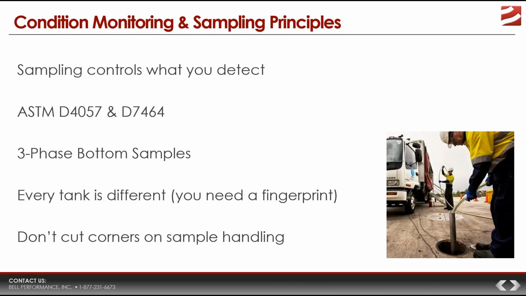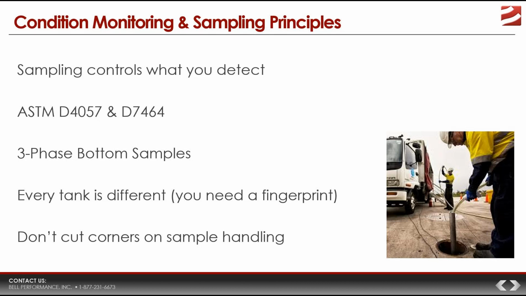The problem, though, is that 4057 does not cover the special issues that need to be taken into consideration if you're pulling samples in order to test for microbes. That is why they created the 7464. And 7464 is the standard that gives guidance for sampling that's intended to be used to do microbiological testing and determination. So these two standards are the ones that give us the best guidance for doing good sampling. Okay, so that's point number one.